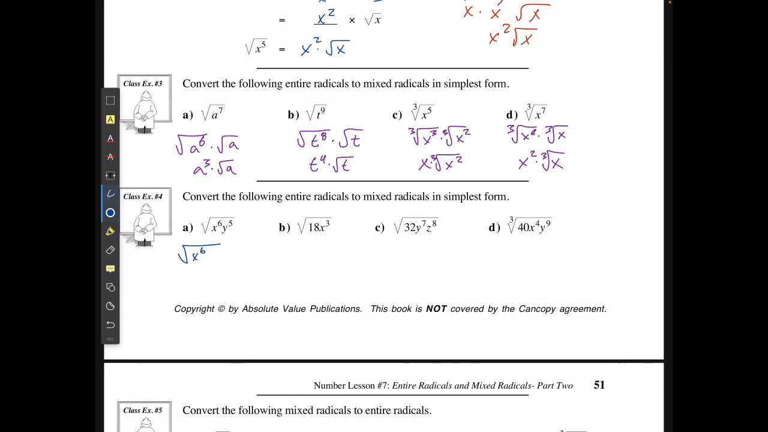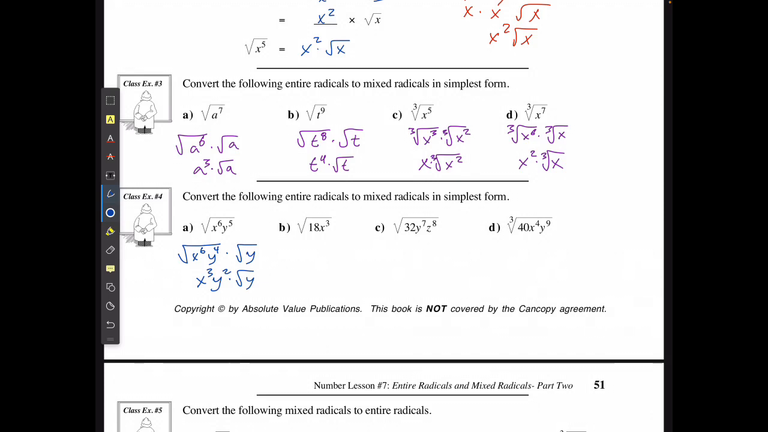The 5 y's don't, so I've got to drop down to 4 y's and leave that last y inside. And I'm just going to divide these by 2. 6 divided by 2 gives me x to the 3, y: 4 divided by 2 gives me y squared, times the square root of y.